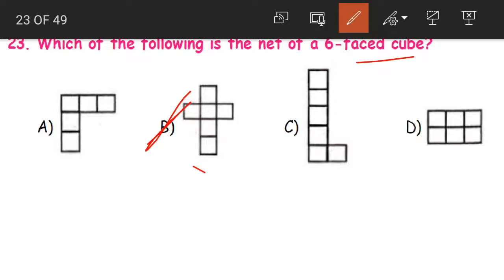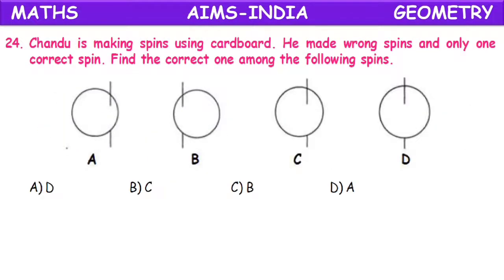You can also draw this pattern on a piece of paper, cut it and make folds along these lines. Understood? Make folds along the lines and try folding it. It will come out in the shape of a cube. So option B is our correct answer.